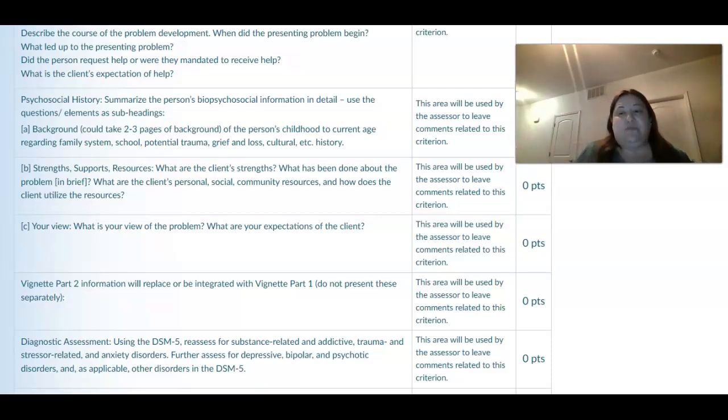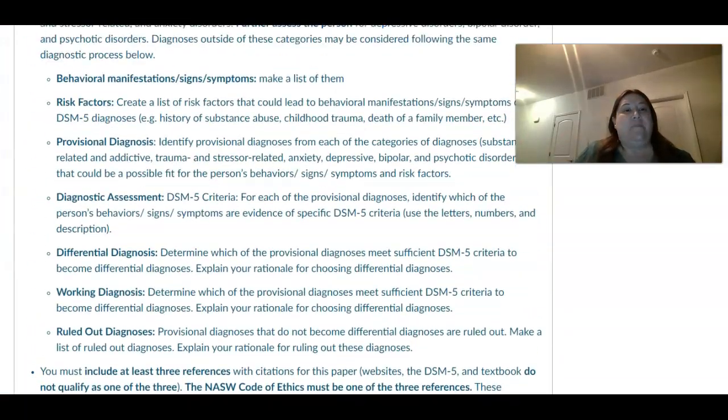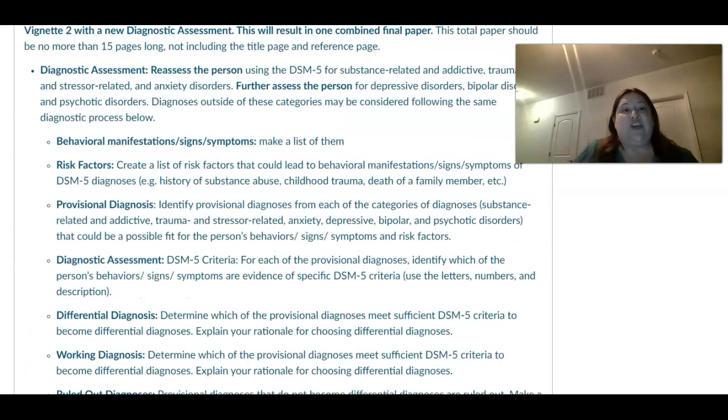But in Vignette 2, what you're being asked to do is to reassess the person using the DSM, right? You will include your previous diagnostic assessment from the 3 previous categories, but now you're going to reassess the person for depressive disorders, which is part of Vignette 2, bipolar disorder, and psychotic disorders, okay? Those are the 3 that you will be focusing on.